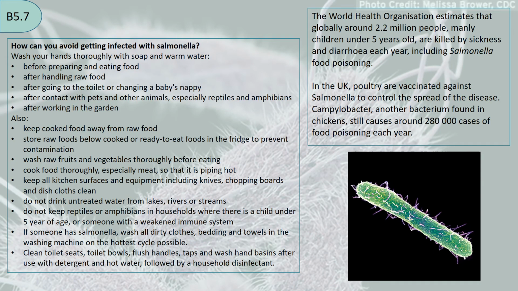So here we have a long list of ways in which you can avoid getting infected with salmonella, and this will actually be true for most of the bacterial food poisoning species. So things like making sure you're washing your hands regularly, especially after going to the toilet, preparing food, handling raw food, being in the garden, and also when you have been in contact with pets, especially reptiles and amphibians. Also, making sure food is thoroughly cooked all the way through and it is piping hot in the middle.